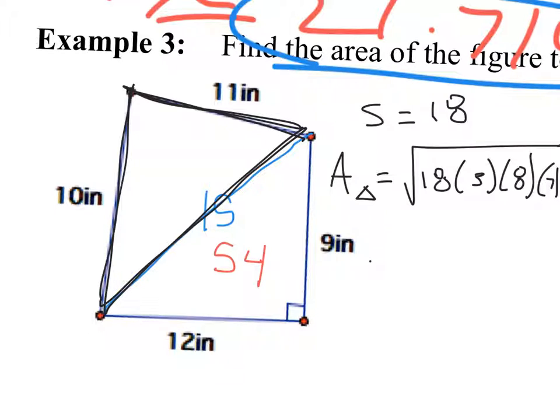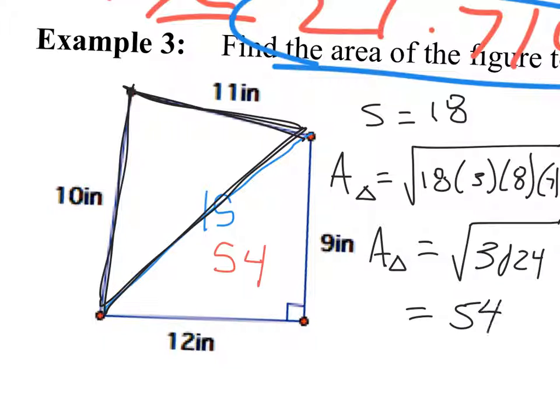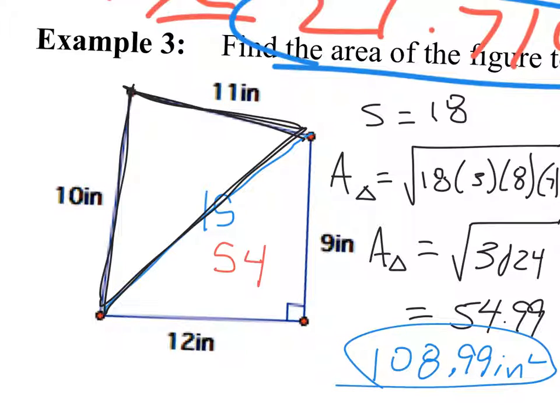Okay, can you tell me what's underneath the root, please? 3,024. And the square root of that is 54.99, and then you will add it to find the total answer, which is 108.99 inches squared. All right? So that one, you cannot assume that it's inscribed in a circle.